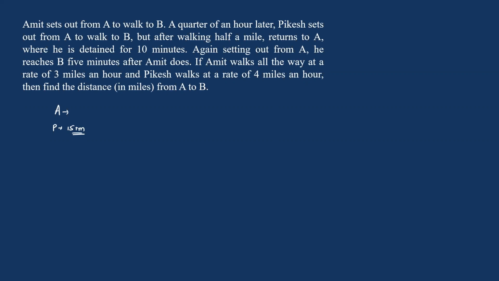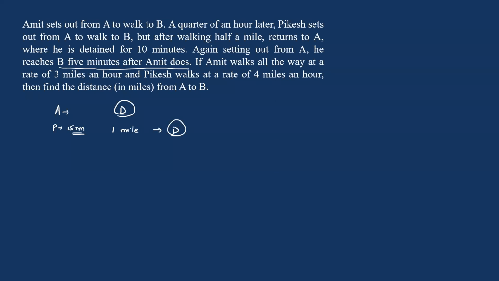So total half mile forward and then returns back to A. So what has Pikesh done? Pikesh has traveled 1 mile, right? And he has again gone back and completed the total distance. Whereas Amit has just traveled the total distance. And he reaches B 5 minutes after A does.